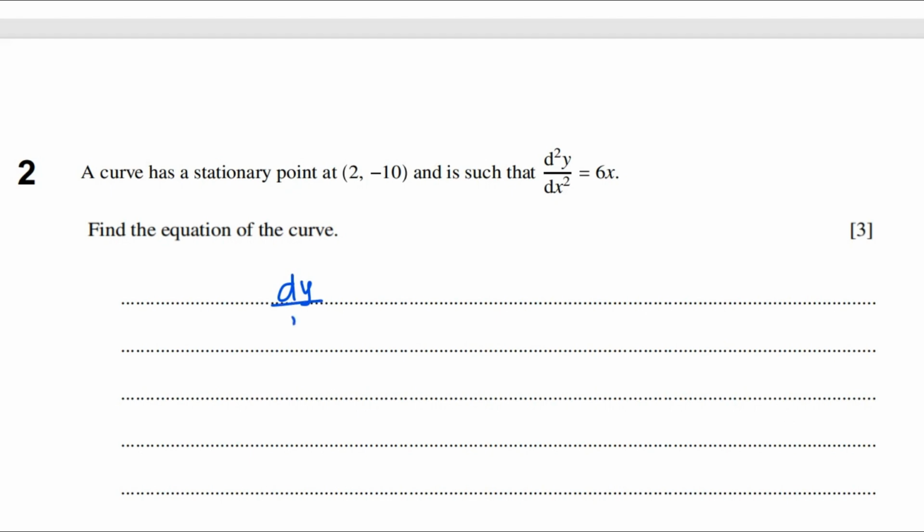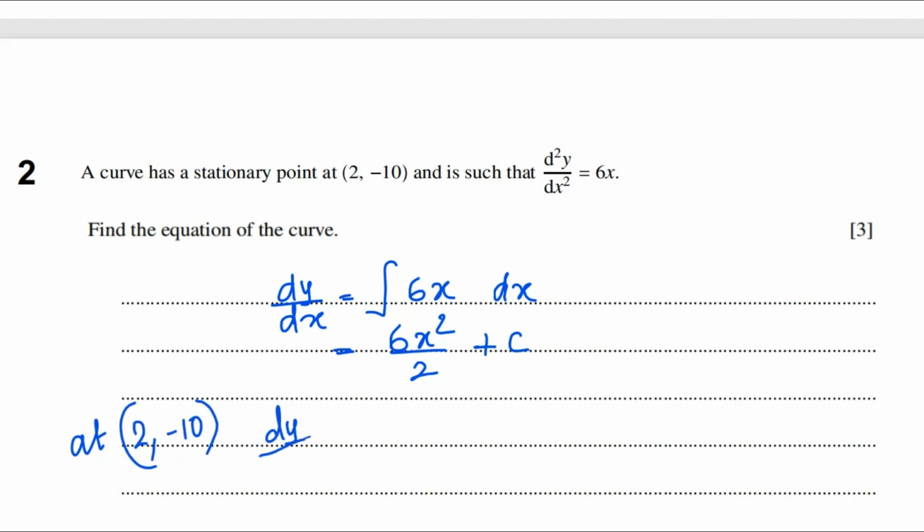Okay. So first let us find out what dy by dx is. So dy by dx is, integrate the given function 6x dx. So on integrating we get 6x square divided by 2 plus c. Okay. So it's given the curve has a stationary point at (2, negative 10), that is dy by dx is 0 at (2, negative 10). So at (2, negative 10), dy by dx is 0.